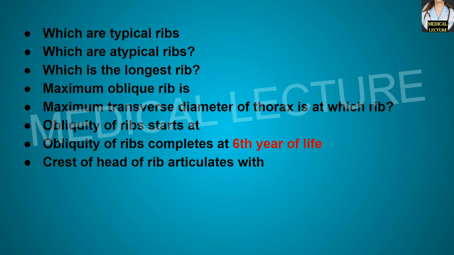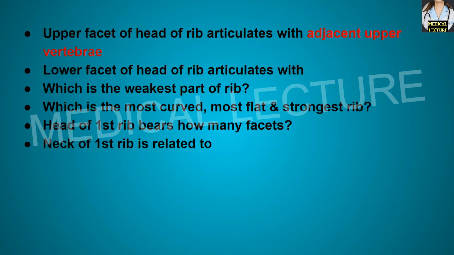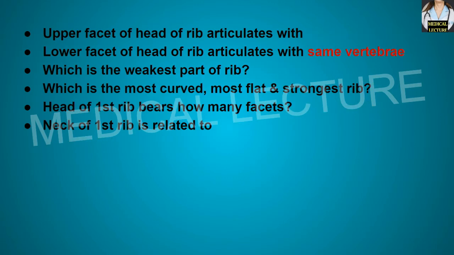Crest of head of rib articulates with intervertebral disc. Upper facet of the head of the rib articulates with adjacent upper vertebra. Lower facet of the head of the rib articulates with same vertebra. Which is the weakest part of the rib? The angle of the rib is the weakest part. Which is the most curved, most flat and the strongest rib? It is the first rib.